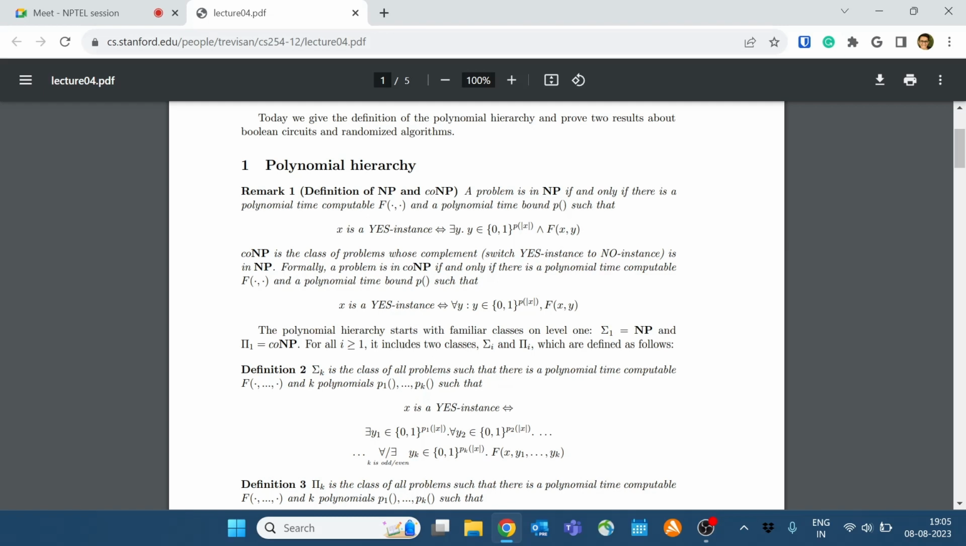Okay, I think there's some typo over here. y in {0,1}^p(size of x) and f of x comma y. So the last statement is f of x comma y, right? But that's the same as f of x comma y equals 1, right?